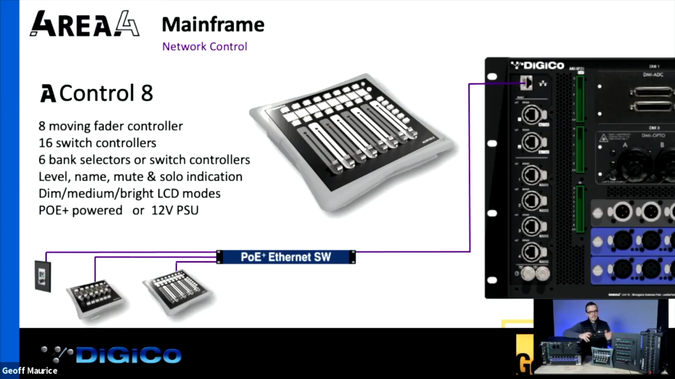And in any of these 2 scenarios with the A Control 6 and the 8, we can have 16 of each of those controllers programmed on. So we can do up to 32 of the single gang ones, and 16 of each of these guys, all in one particular system.